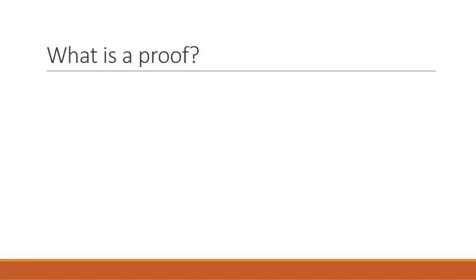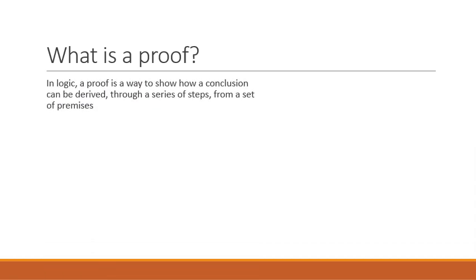Okay, so for a number of you, this will be your first introduction to proofs. And in logic, a proof is a way to show how a conclusion of an argument can be derived through a series of steps from a set of premises. And such a derivation will show us that the argument is valid. So the idea is if you can do this, that means you're dealing with a valid argument. And if you can't do it, well, that means the argument is invalid.